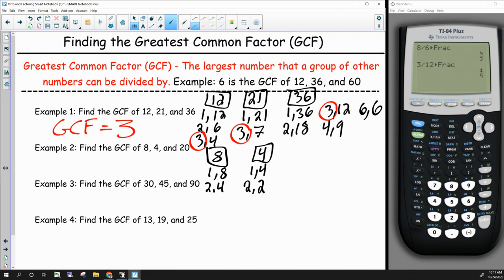20. 1 and 20, 2 and 10, 4 and 5. What's the largest number all 3 have in common? 4. Yes, they do all have a 2 in common. Yes, they do all have a 1 in common. But it's not the greatest. 4 is the greatest. If it just said, what is the common factor? Sure, 2 is a common factor, but not the greatest common factor.